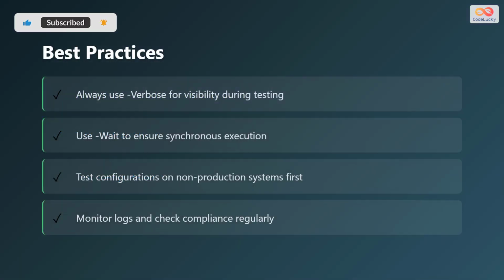Let's review some best practices. Always use -Verbose during testing for visibility into what's happening. Use -Wait to ensure synchronous execution so you know when operations complete. Test your configurations on non-production systems first to avoid unexpected issues. And monitor logs regularly to check compliance and catch problems early. Following these practices helps you manage configurations safely and effectively.